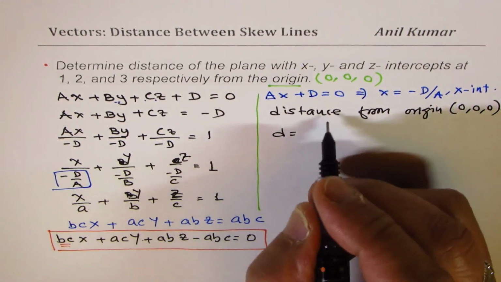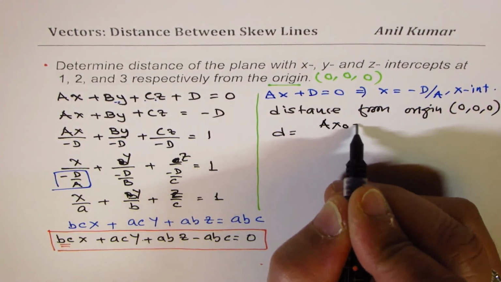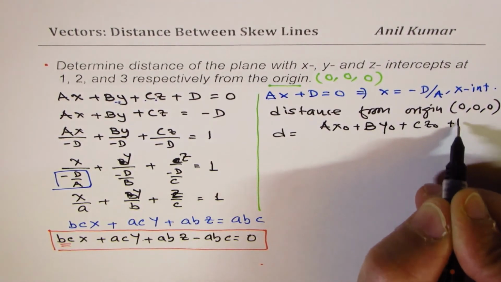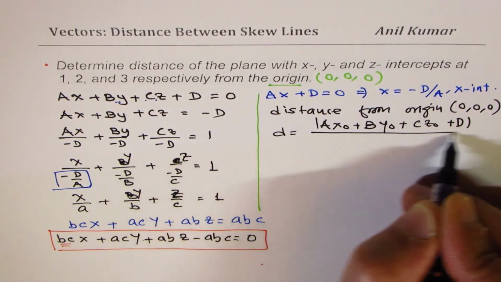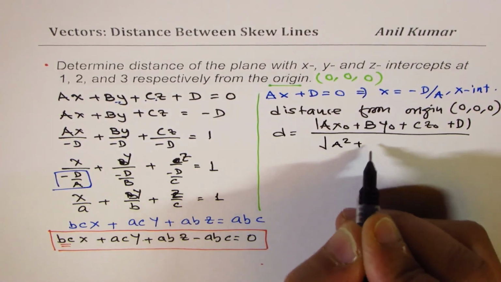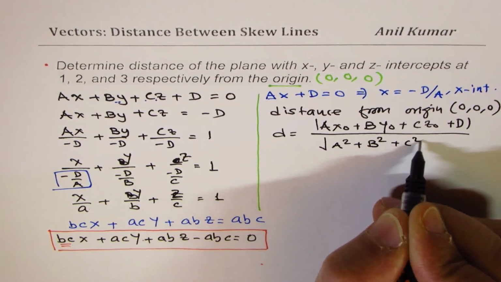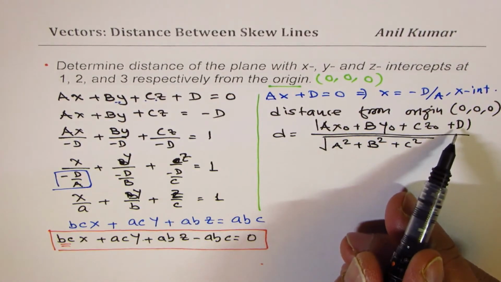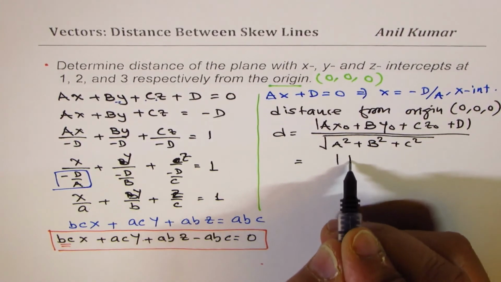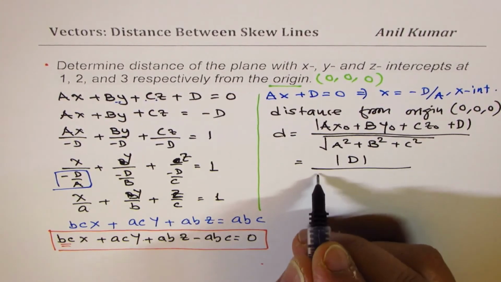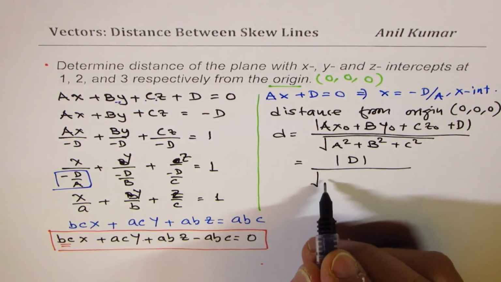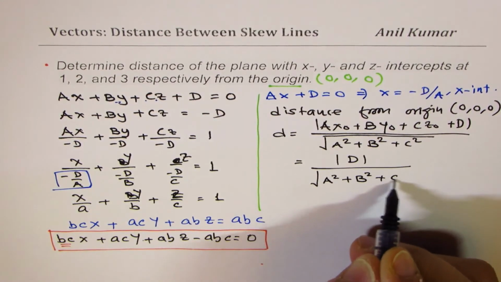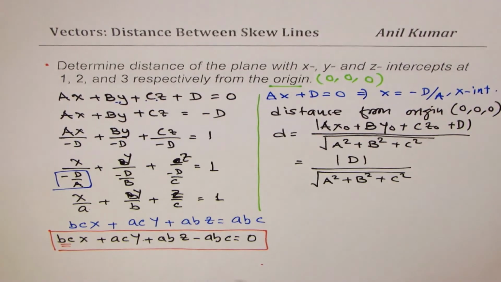We are using this formula, right? We are using the absolute value of ax0 plus by0 plus cz0 plus d, divided by the square root of a square plus b square plus c square, right? So here if you substitute 0, 0, 0, you're left with d on the top, right? So the formula reduces to the absolute value of d over the magnitude of the normal. Do you get the idea, right? So that becomes the formula.